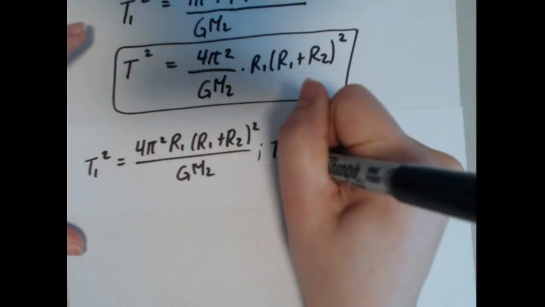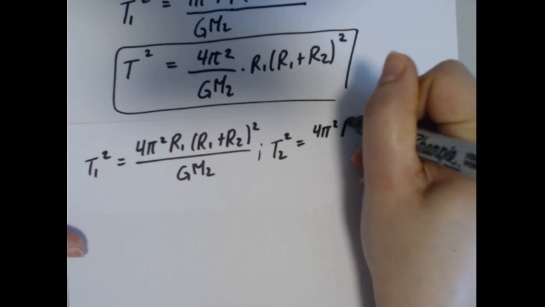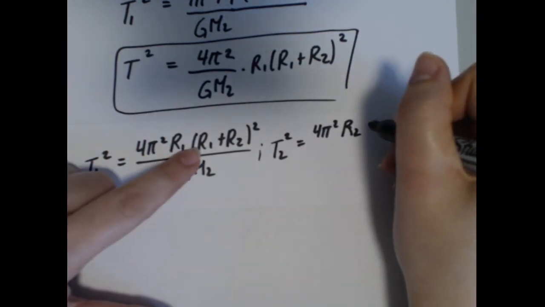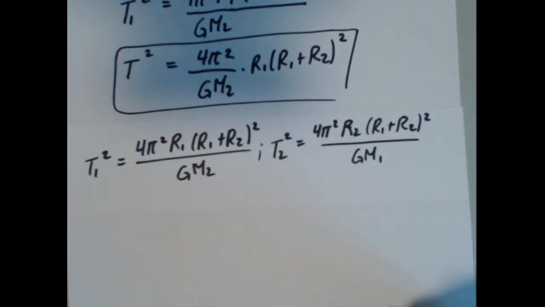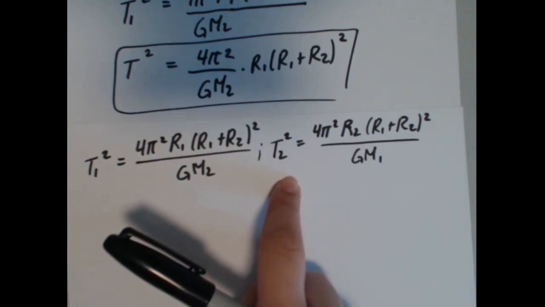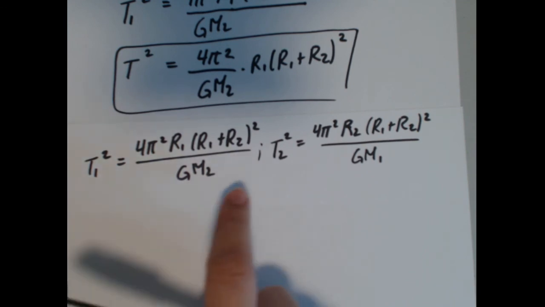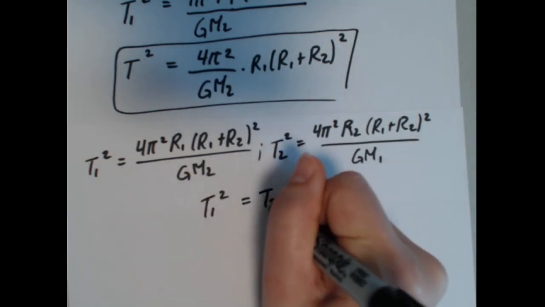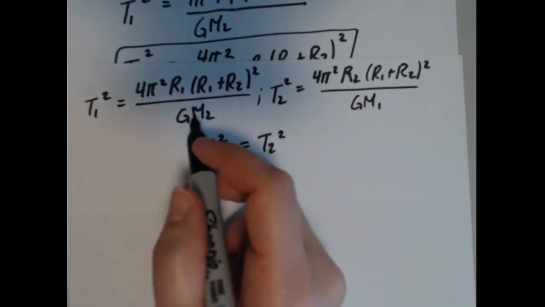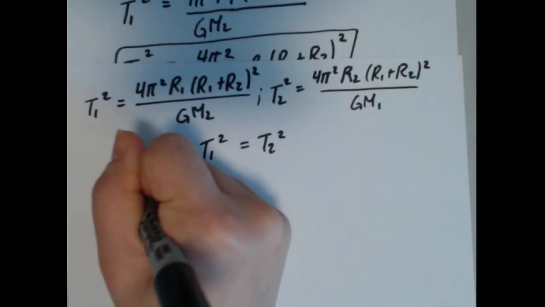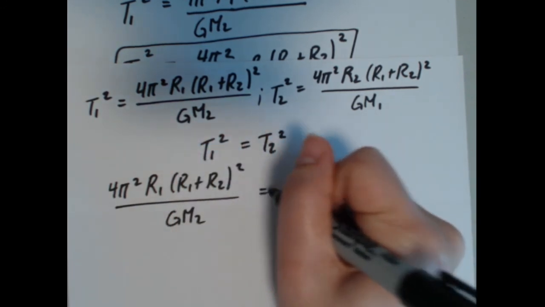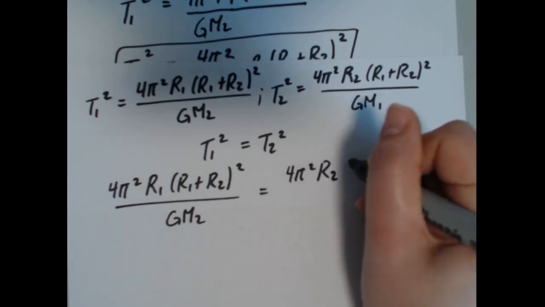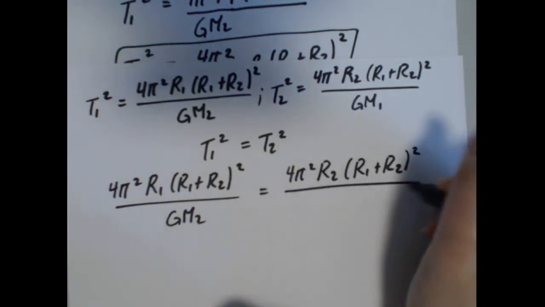So what that means is due to the symmetry, we can state that T2 squared is equal to 4π² R2 instead of R1. Now we still have (R1 + R2) squared. That's still the distance between them, except now we divide by GM1, not GM2. So hopefully that's okay for you. And now we're told in the question that the periods are the same. So T1 and T2 are the same. And if T1 and T2 are the same, that means that T1 squared and T2 squared are also the same. So we're going to go ahead and set these two sides equal to each other. So 4π² R1 times (R1 + R2) squared over GM2 is equal to T2 squared, so 4π² R2 times (R1 + R2) squared divided by GM1.